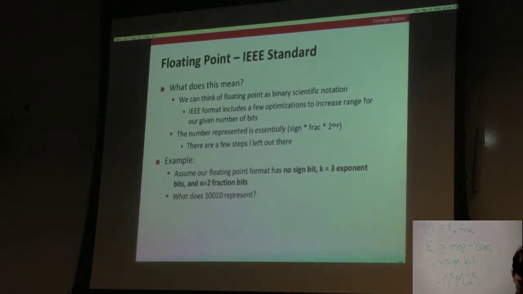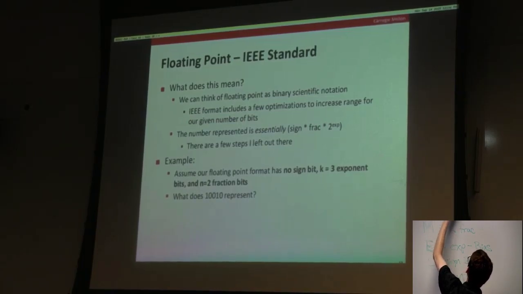So what is this bias? This bias is going to be 2 to the k minus 1, minus 1, where k is the number of exponent bits we have.